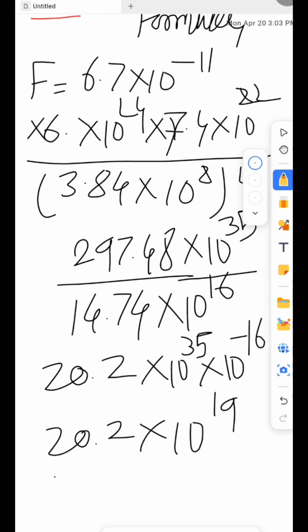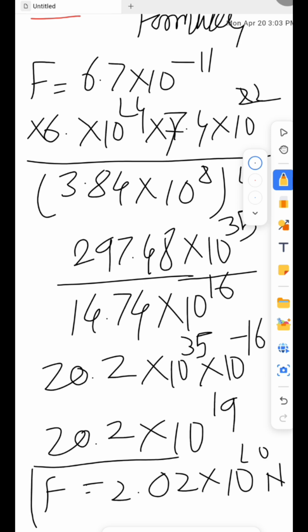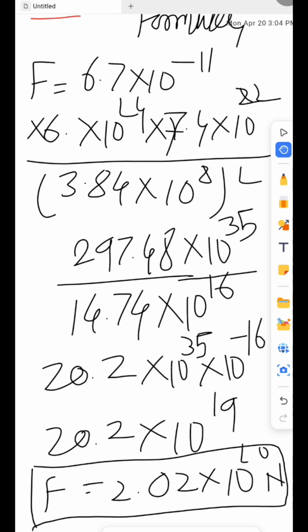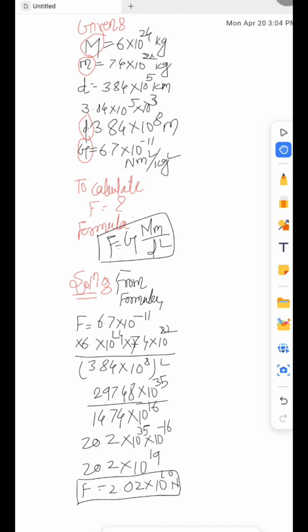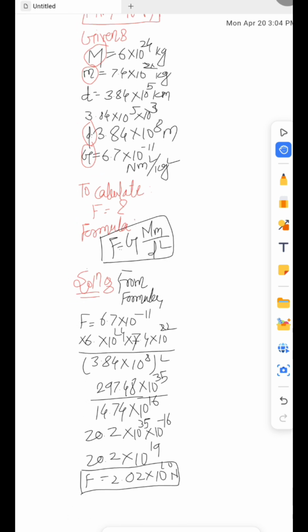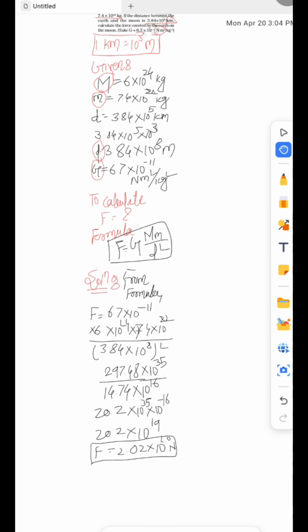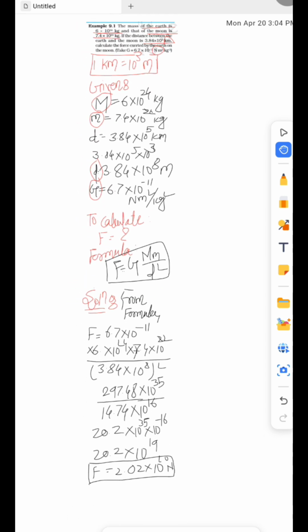So we got the force as 2.02 into 10 to the power 20 Newton. So this is our final answer. I hope it is clear to you how we solved the formula. This is our whole solution, from the given to the whole answer. I hope it is clear.